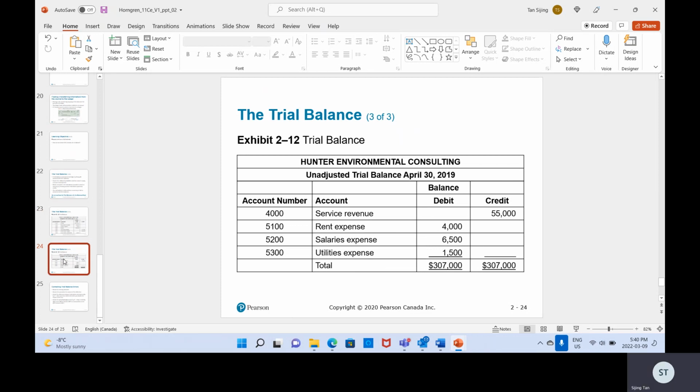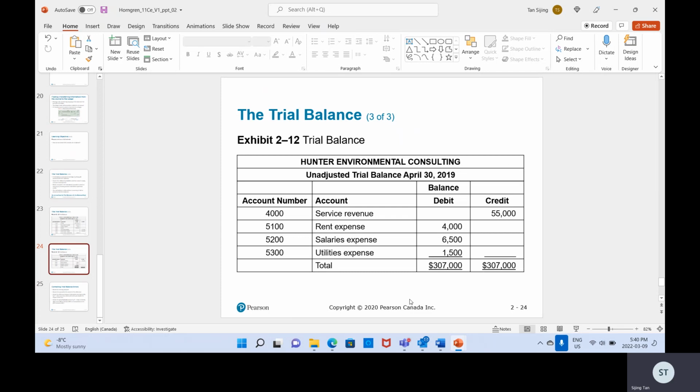So this is how the trial balance looks. The trial balance proves whether the debit balances in the accounts equal the credit balances. You can see that at the very bottom. If they are not equal to each other, then there must be something wrong when you were doing your journal recording or when you transferred a number to the trial balance.